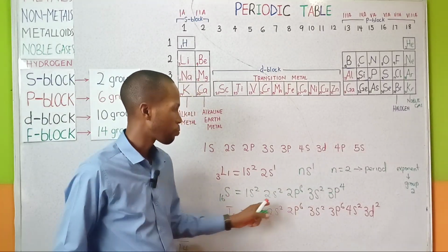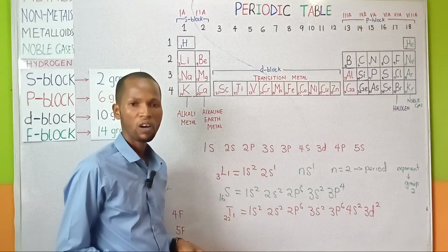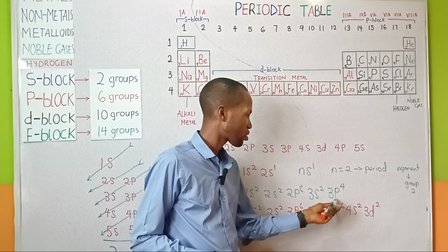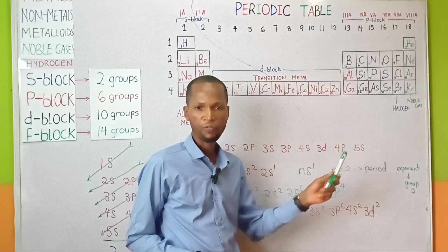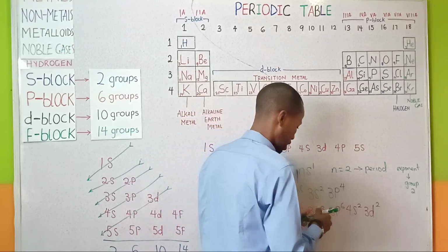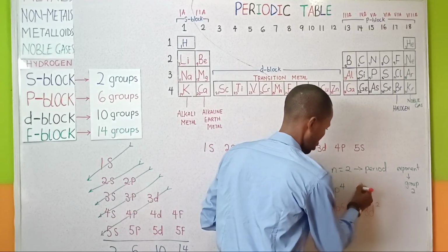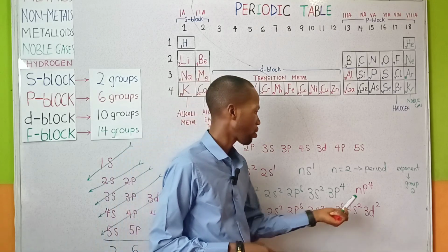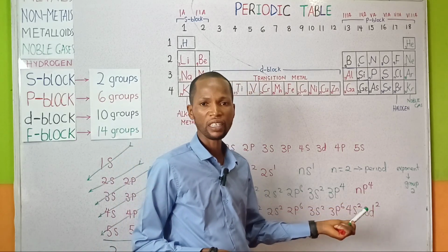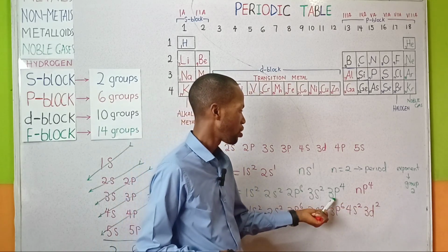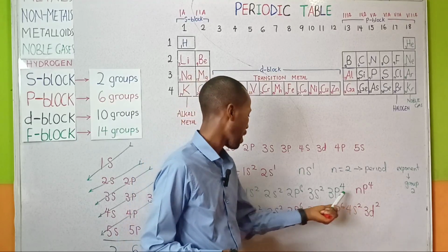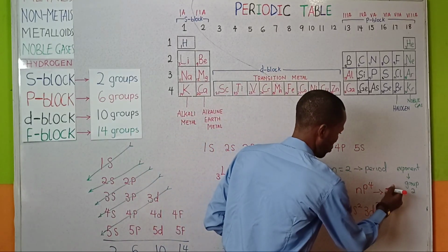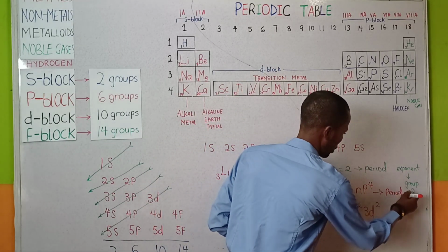Now, let us consider the p block elements. We have sulfur as an example right here. It ends with the valence configuration 3p4. So the general formula is np4. Now the coefficient right here represents the period in which an element belongs. So the coefficient here is 3. That implies that sulfur is in period 3. Period 3 for sulfur.